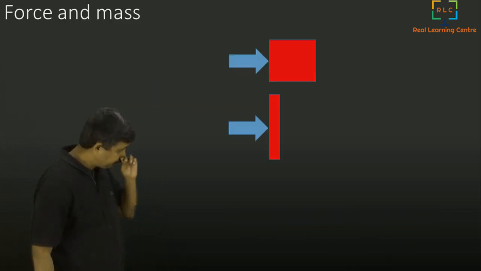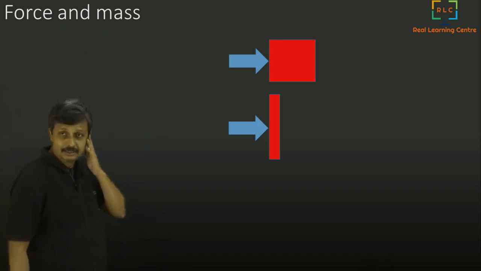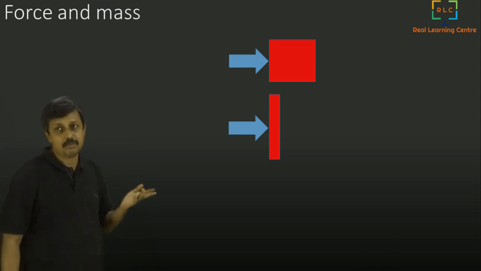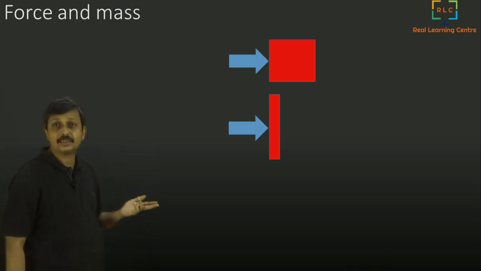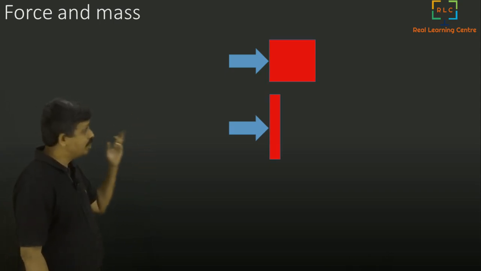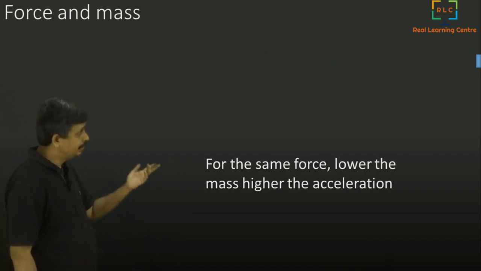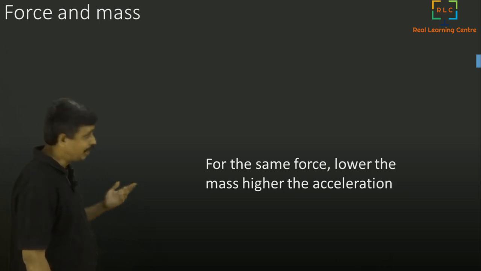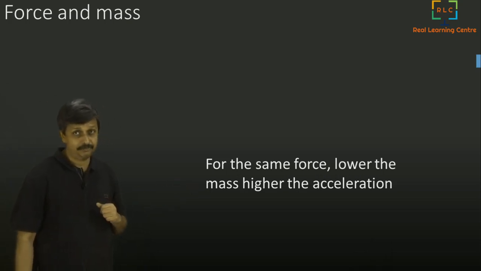First of all, say there is a mass and you are applying a certain force on the mass. I have two masses, one a bigger mass, another a smaller mass. I'm going to push them with the same force, and you can clearly see the smaller mass gets accelerated more, in the sense that for the same force, the lower the mass, the higher the acceleration. This is nothing but Newton's second law.